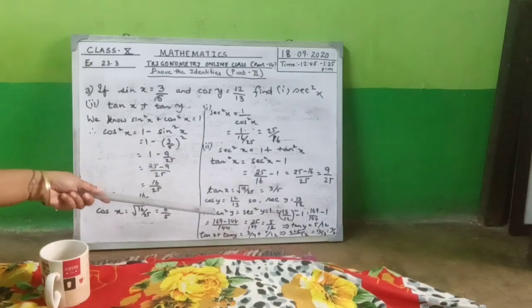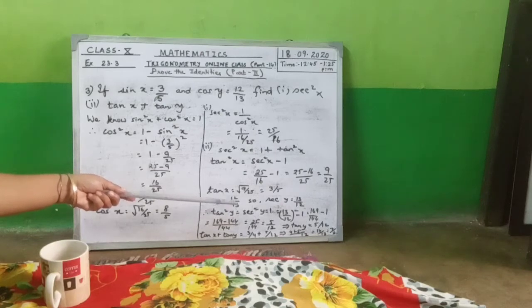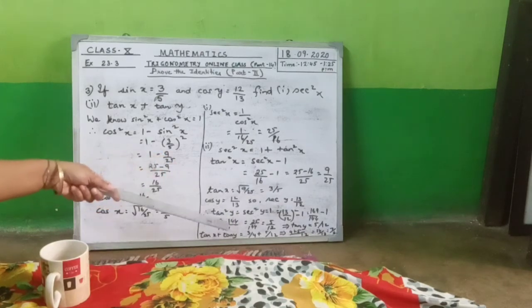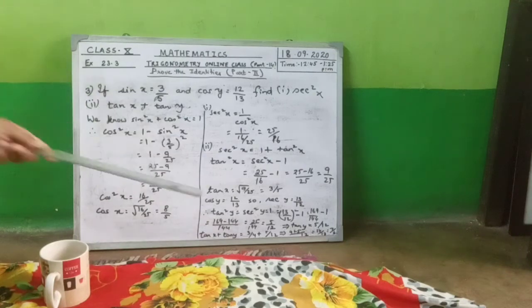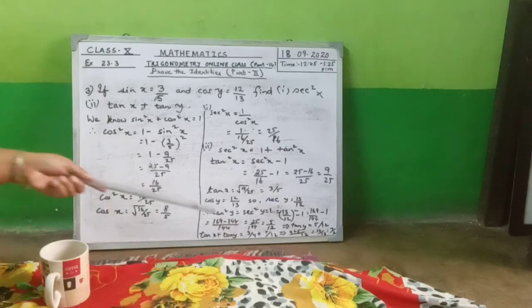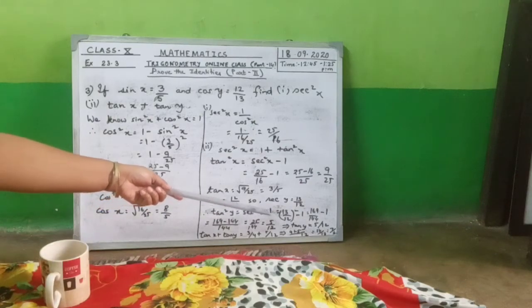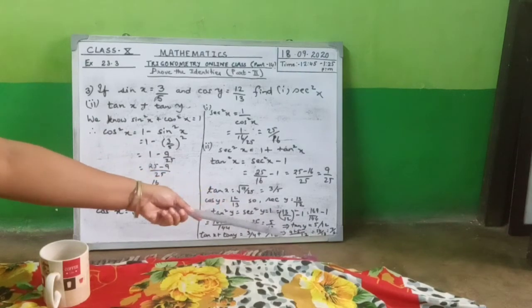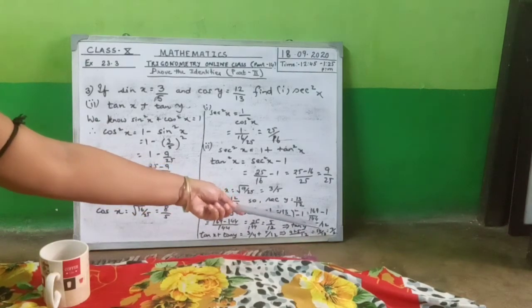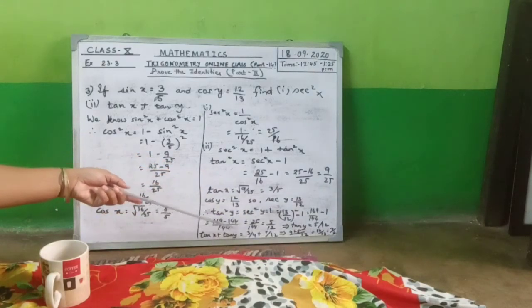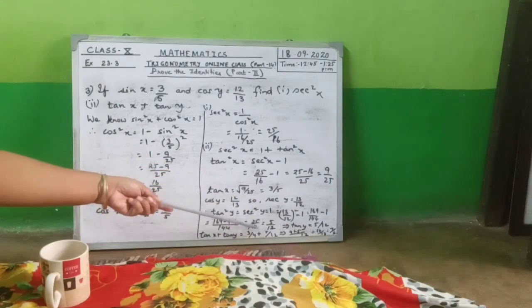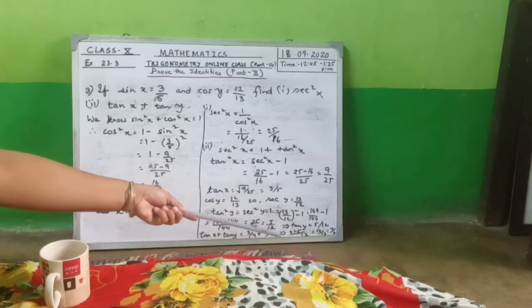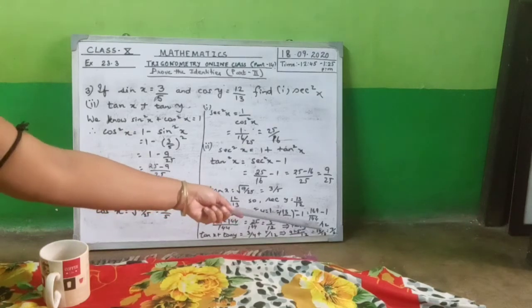Cos y is equal to 12 by 13. So sec y is equal to 13 by 12, just the opposite. You have to find the reciprocal of it, 13 by 12. So tan square y is equal to sec square y minus 1. That means 13 by 12 square minus 1. So 13 by 12 square means 169 by 144 minus 1. Do the LCM, you will get 25 by 144. That is equal to 5 by 12. So tan y is equal to 5 by 12.